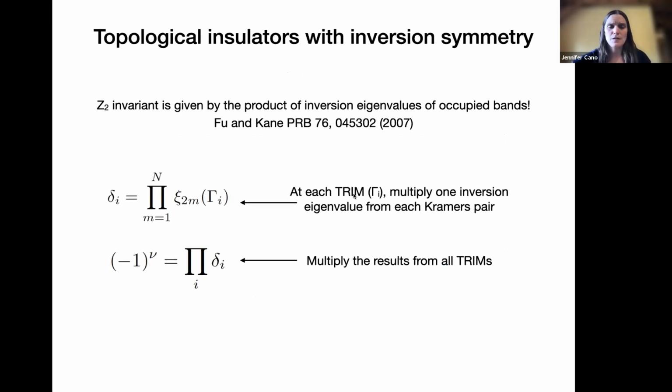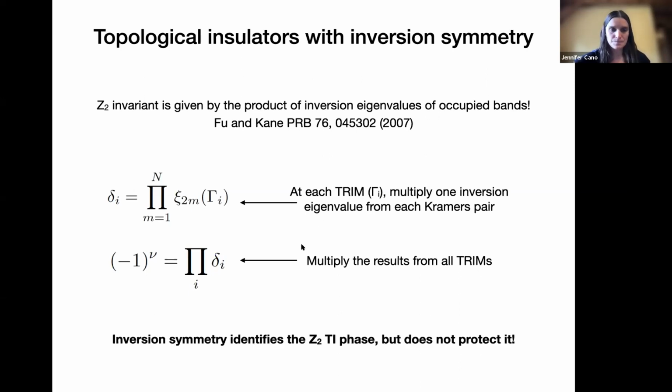Yesterday I showed this formula for the Z2 topological invariant, and what Fu and Kane later showed was that you can compute this invariant in a simpler way from the inversion eigenvalues. If you take the inversion eigenvalues of all the occupied bands, take one from each Kramers pair, and multiply those together, you'll get a plus or minus 1, and that gives you the Z2 invariant. So this is an instance where inversion symmetry can identify the topological phase, even though it's not protecting the Z2 phase. If you broke inversion, you would still have a topological insulator. The role of the inversion eigenvalues here is just to diagnose it.